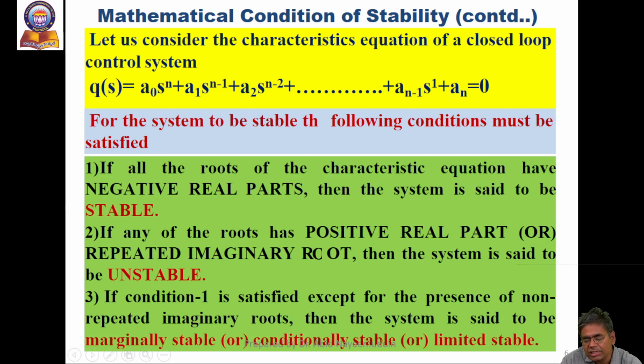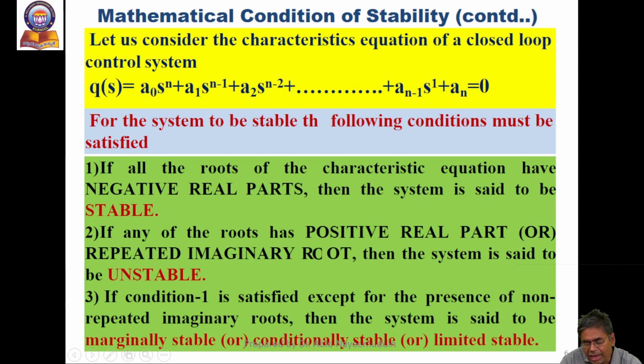Mathematical condition for stability. Let's consider the characteristic equation Q of s is equal to a0 s power n, a1 into s power n minus 1, a2 s power n minus 2 up to a suffix n minus 1 into s plus an is equal to 0. For finding the stability of the system, this is most important. First we find out the characteristic equation. Then from this characteristic equation, for the system to be stable, the following condition must be satisfied.